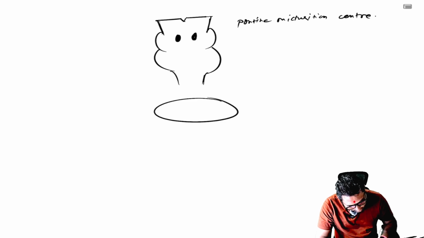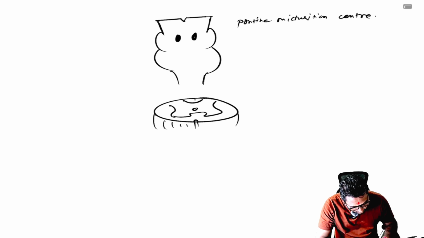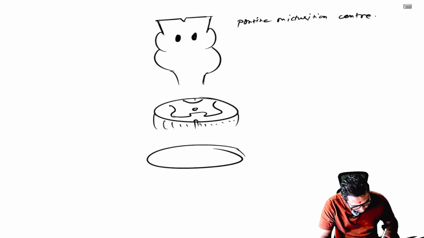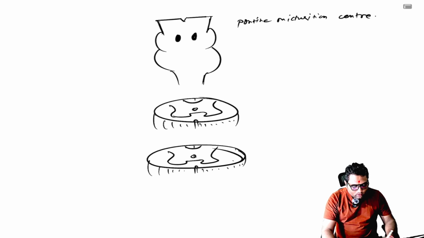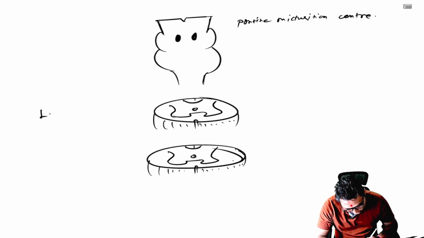Now these are two sections of the spinal cord. One is at the level of L1, 2 and 3, and another is at the level of sacral segments S2, 3 and 4.